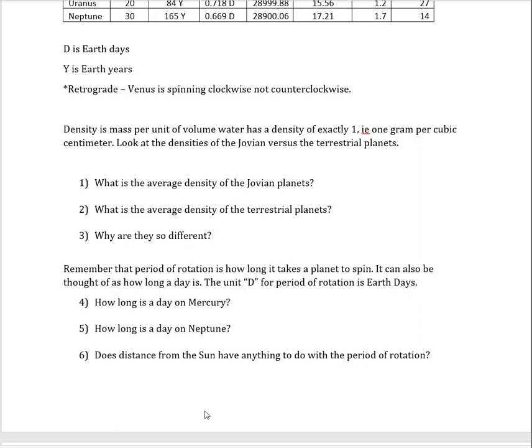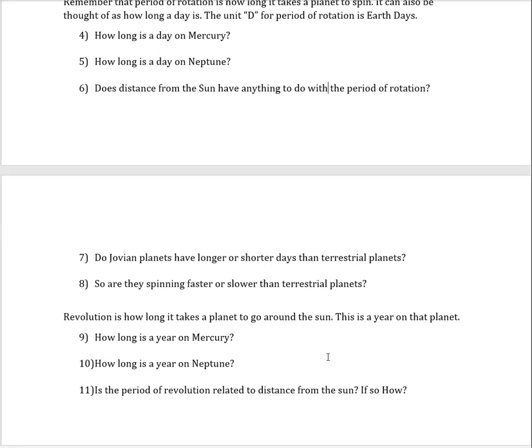All right. Does distance from the sun have anything to do with period of rotation? Not revolution, rotation. You might see a pattern there, but look carefully and ask yourself, would the distance from the sun have anything to do really with how fast a planet is spinning? Think about that a little bit. First 6 questions are based on the chart, and in some cases you really are just reading off of the chart.